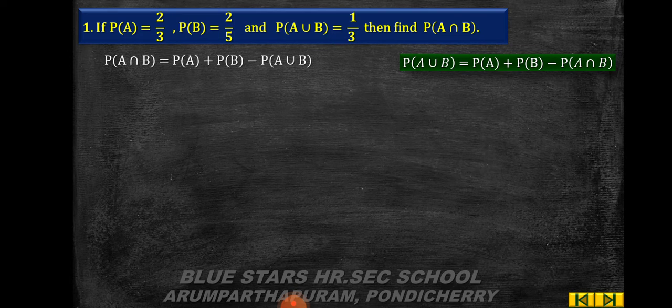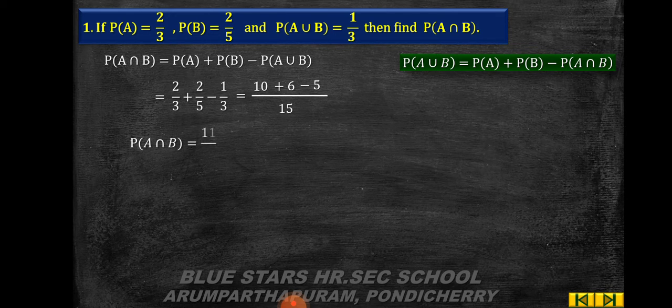So, from that P(A ∩ B) is equal to P(A) plus P(B) minus P(A ∪ B), is equal to 2 by 3 plus 2 by 5 minus 1 by 3, is equal to, the common LCM is 15, so (10 plus 6 minus 5) by 15. P(A ∩ B) is equal to 11 by 15.